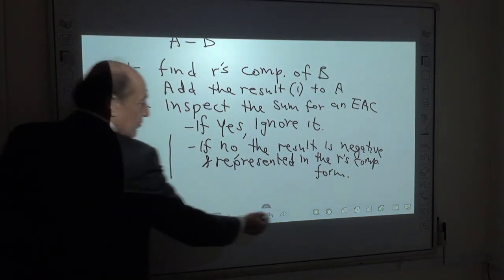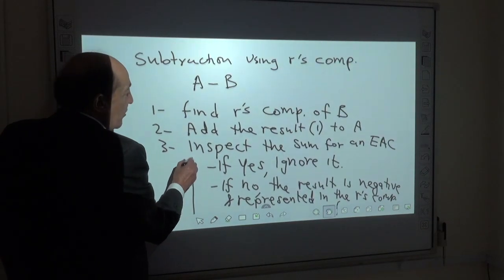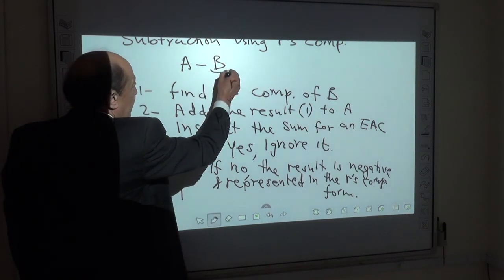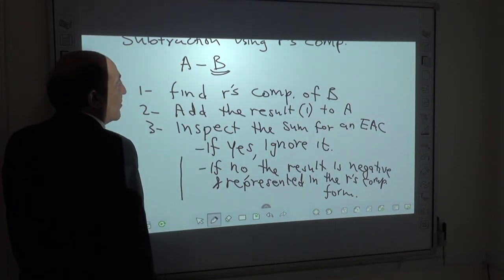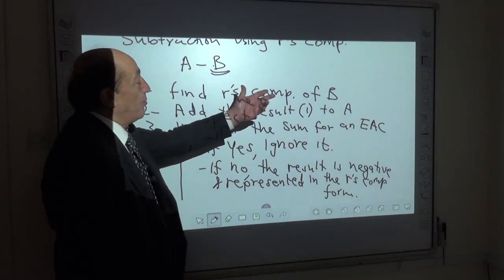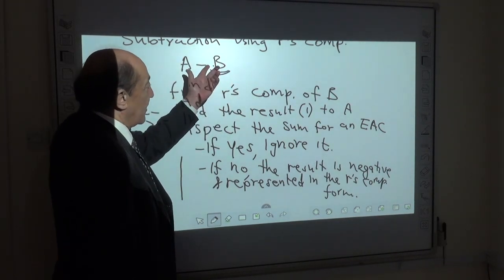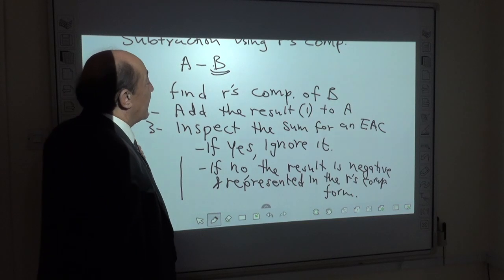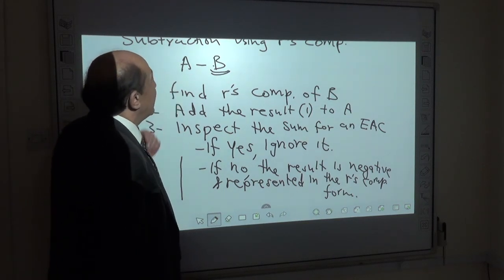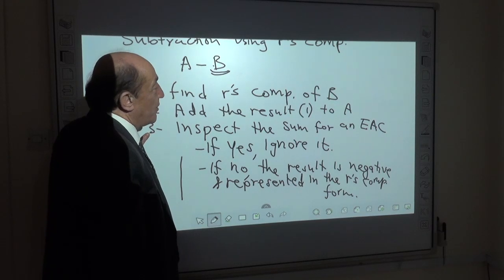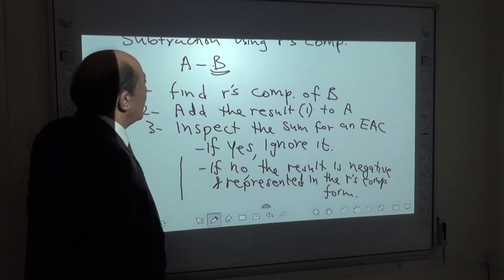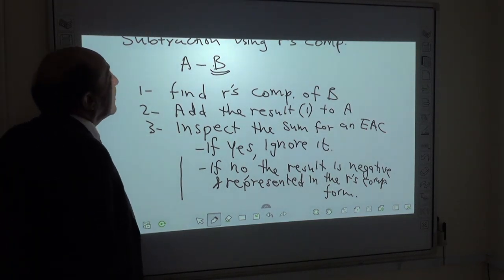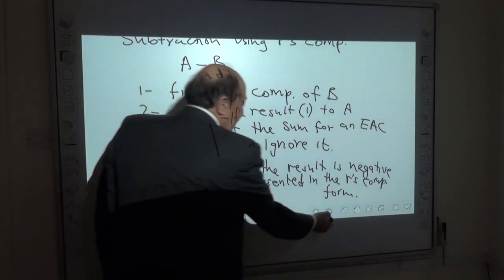Again, the steps. We are performing subtraction, A minus B. We find the r's complement of B, add the result to A, and inspect the sum for an end-around carry. If there is an end-around carry, in the r's complement we ignore it. If there is no end-around carry, then the result is negative and represented in the r's complement form. Examples.